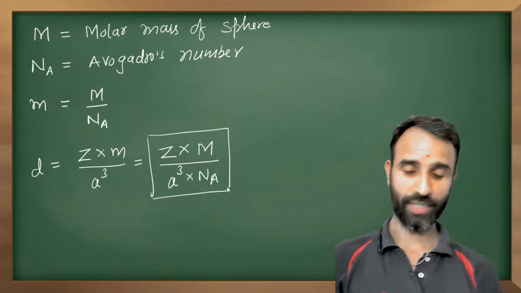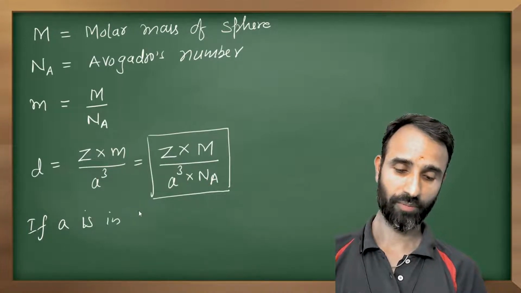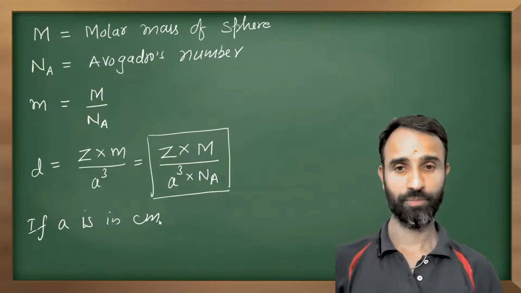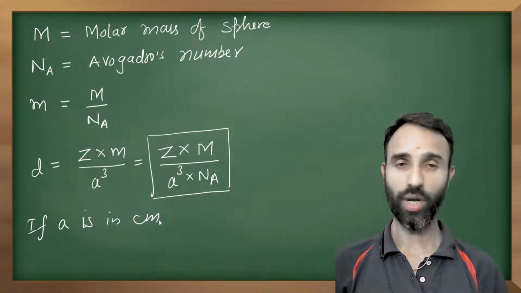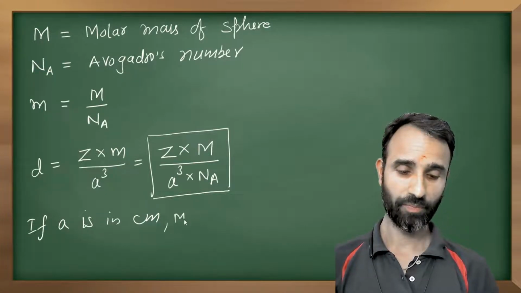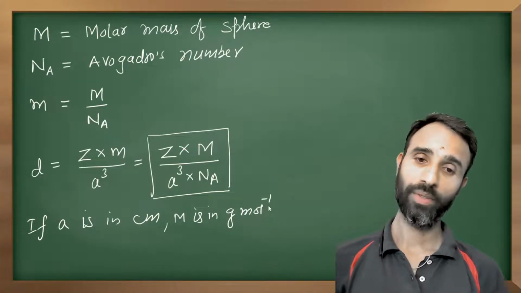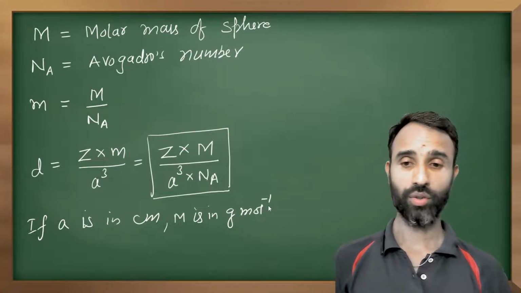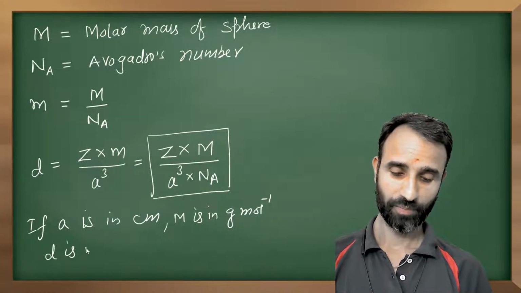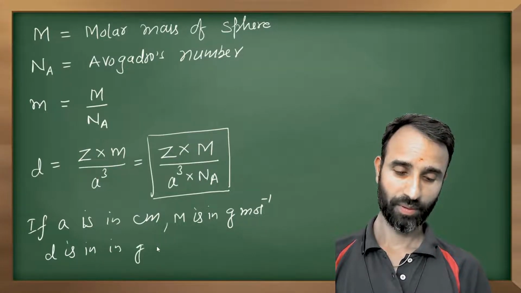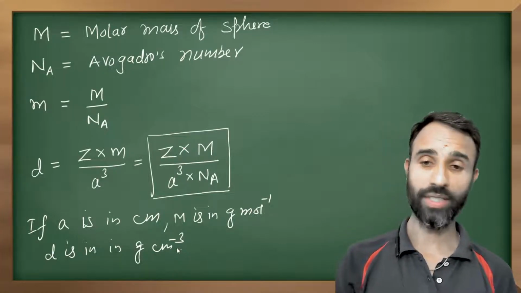Now moving further, if a is in centimeter, and capital M is gram per mole, what is the unit of capital M? It is in gram per mole, and Na is per mole. So that means what are the unit of density? Density is in gram per centimeter cube, and this is the relation.